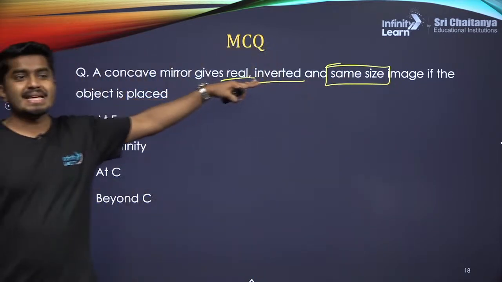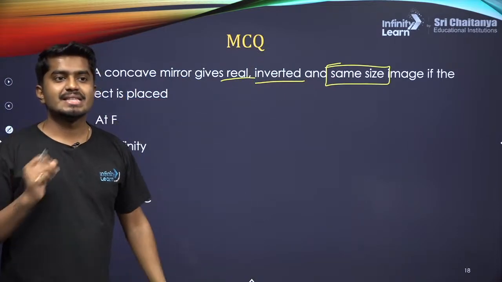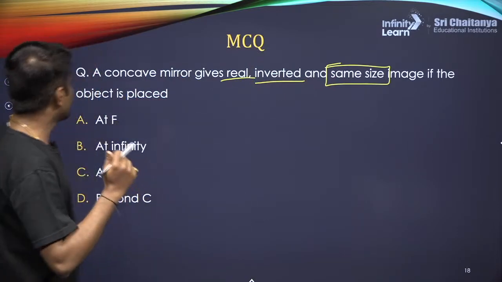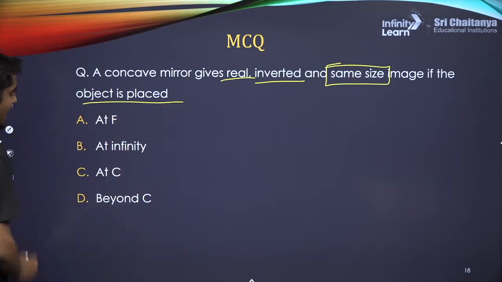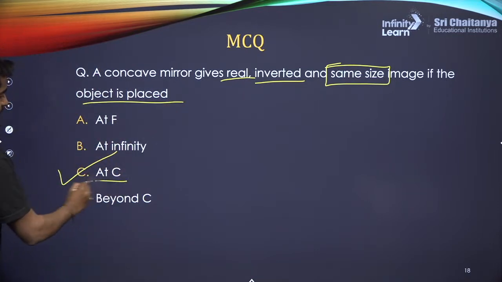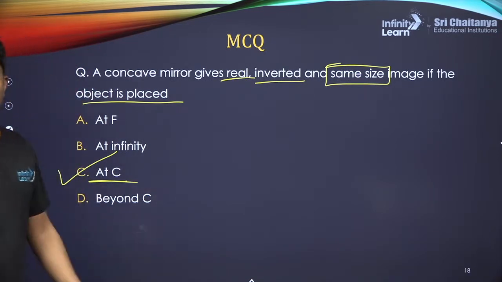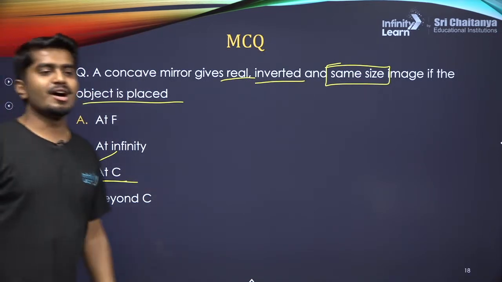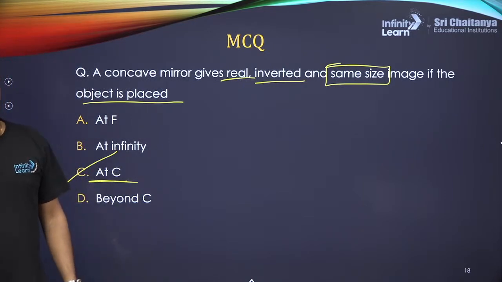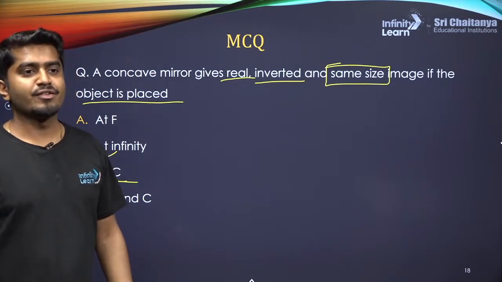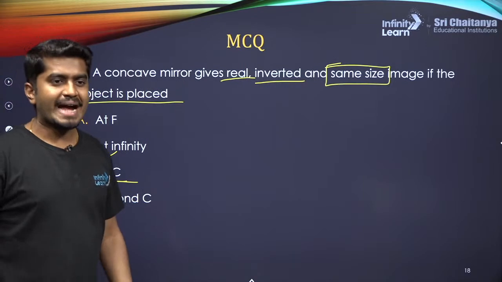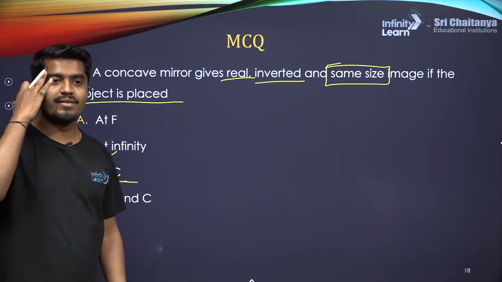So when you get the same size, yes, Vinod, correct. When you place the object at the center of curvature, then you will get the same size image. Nice, Zara, awesome. All of you, great. At the center of curvature, correct. Not at the curvature, at the center of curvature.